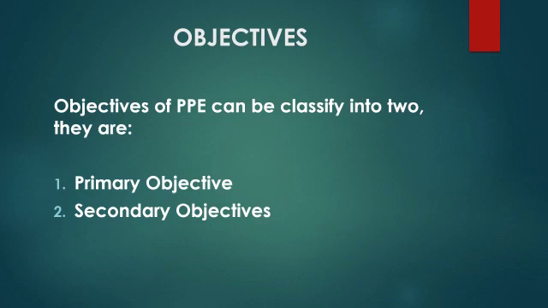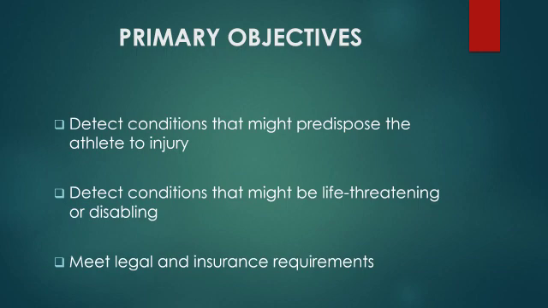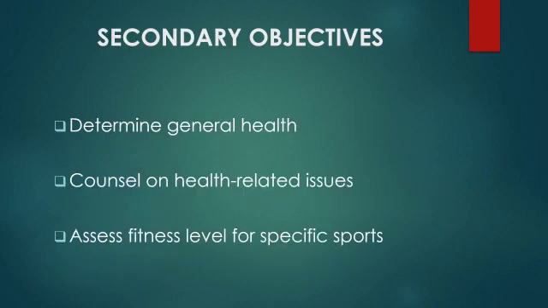Objectives. Objectives of PPE can be classified into two main objectives: the primary objectives and secondary objectives. Primary objectives. The main three primary objectives of PPE are: first, to detect conditions that might predispose the athlete to injury. Second, to detect the conditions that might be life-threatening or disabling. And the third one is to meet the legal and insurance requirements. Secondary objectives: to determine the general health, counsel on health-related issues, and to assess fitness level for a specific sport.